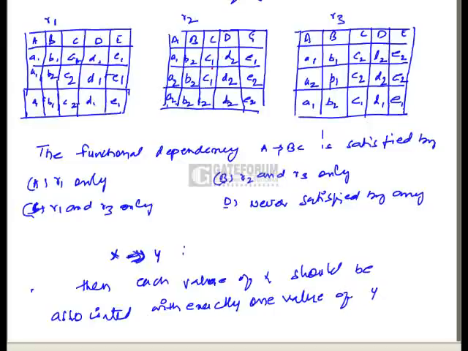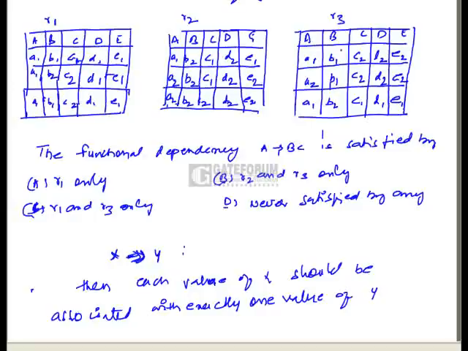Let us check with the second relation. Here A1 is associated with B2 C1 and A2 is associated with B2 C1. Wherever A2 comes, the corresponding BC value should be B2 and C1. Then only A gives BC is satisfied. Otherwise, this functional dependency is not satisfied. If we observe the third row, A2 is associated with B2 C2. So, the second relation also doesn't satisfy the functional dependency A gives BC.